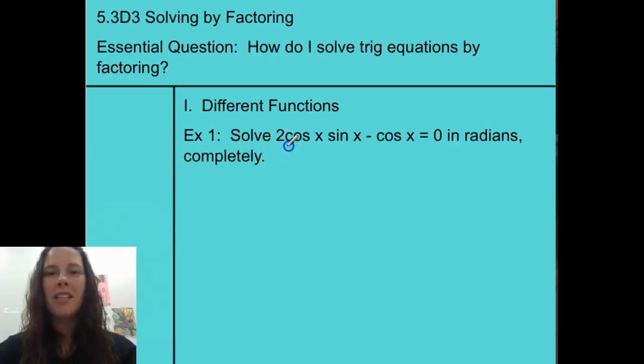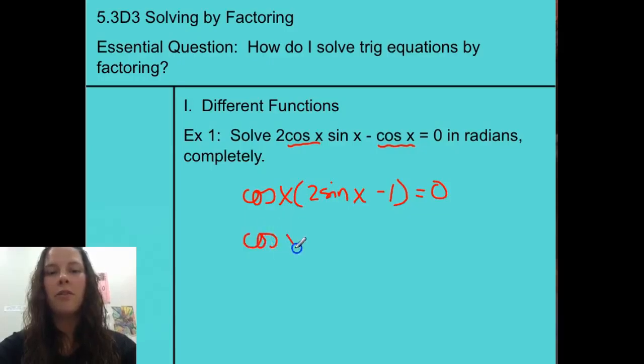Our first example, I see a common factor of cosine on both terms, so I'm going to factor that out, leaving me with 2 sine x from our first term, minus 1 from the second term, equals 0. Setting each piece equal to 0, this is our zero product property. We have cosine x equals 0, and we have 2 sine x minus 1 equals 0.